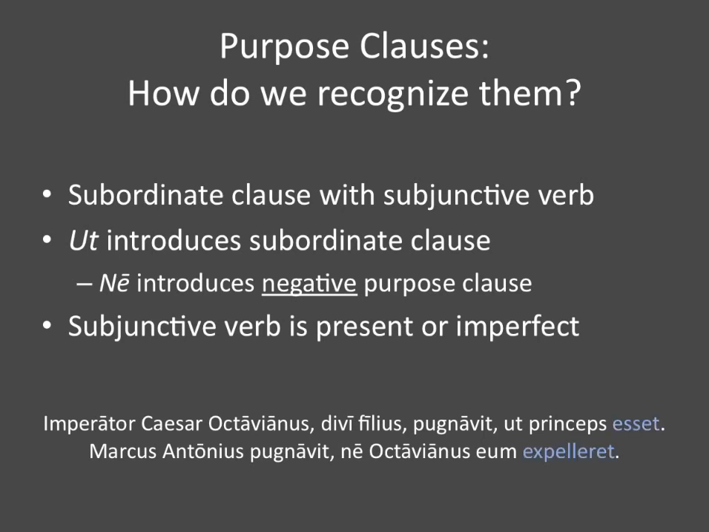There are two subjunctive verbs in these sentences, both in the imperfect tense, esset and expelleret. They are both in dependent clauses introduced by ut and ne. Both clauses explain why the independent clause's action happened, but the second example says what it was trying to prevent because it was introduced by ne. So how do we translate these clauses?